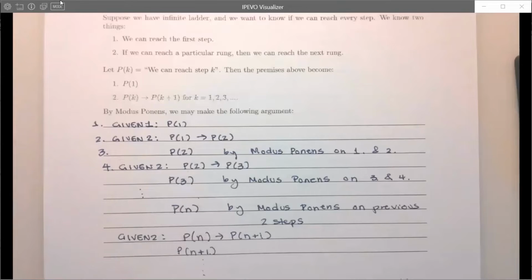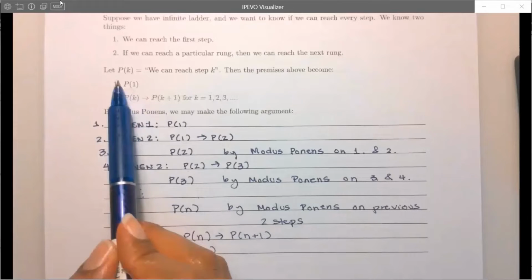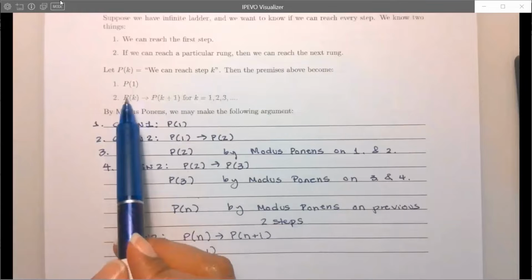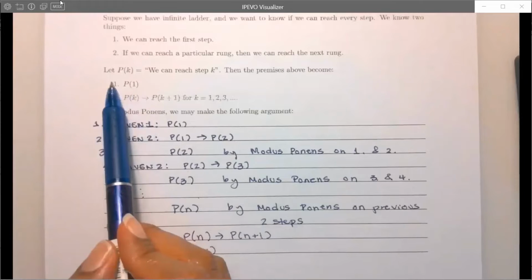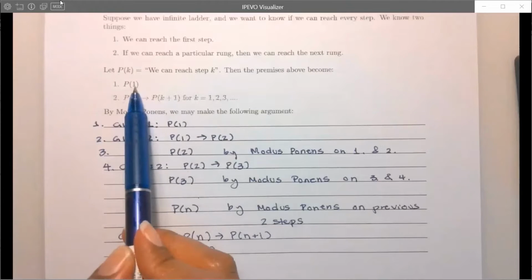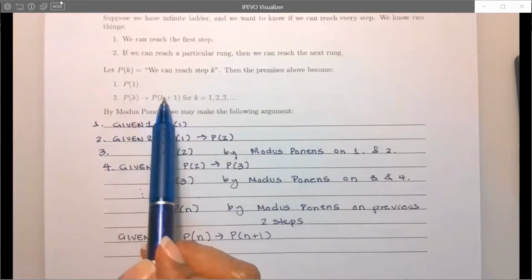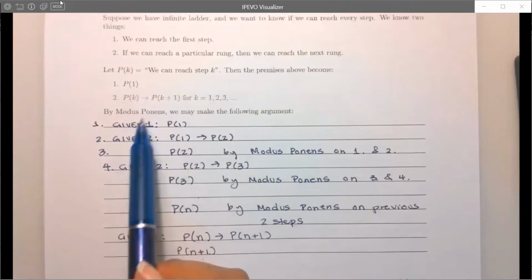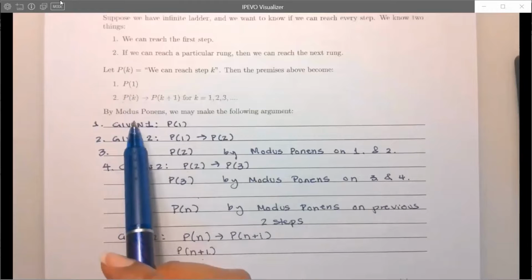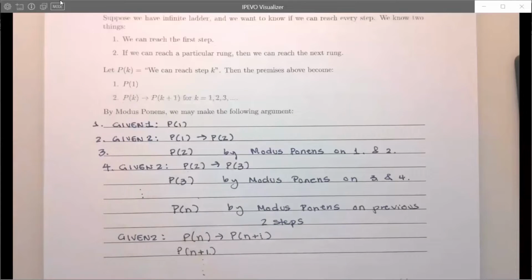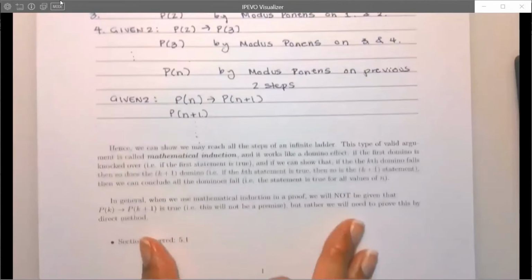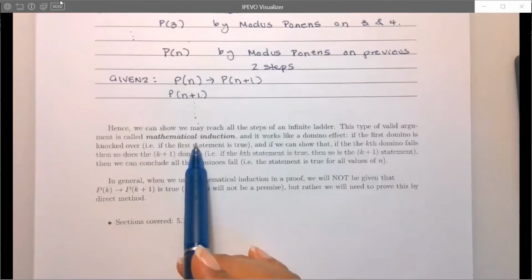We simply say, if we can prove that a statement is true for the smallest possible case in the domain of that statement, and if we can also say that assuming P of K implies P of K plus 1, then P of K or P of N will be true for every element in the domain. And so that there is called mathematical induction.